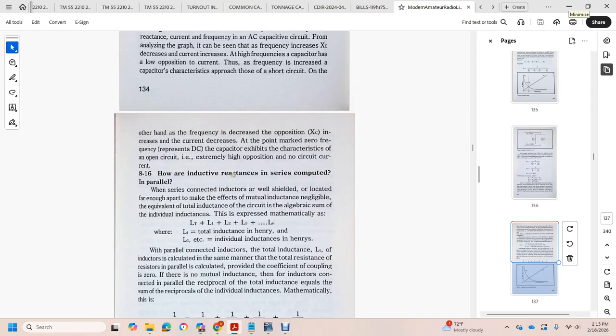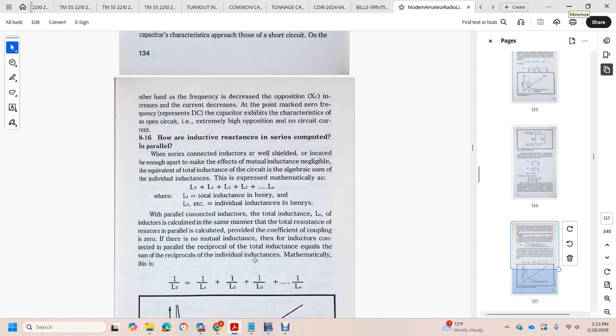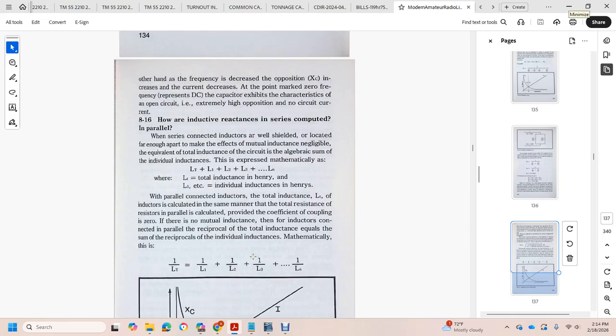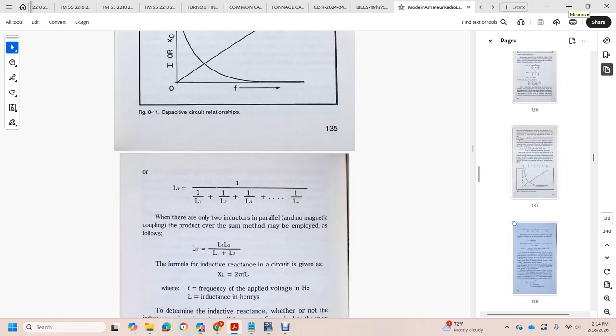For parallel connected inductors, total inductance is calculated the same as for parallel resistors, provided the coefficient of coupling is 0, so there is no mutual inductance between the inductors. With parallel connection, the reciprocal of the total inductance is equal to the sum of the reciprocals of the individual inductances. Mathematically, 1 over L total is equal to 1 over L1 plus 1 over L2 plus 1 over L3 up to the nth term.